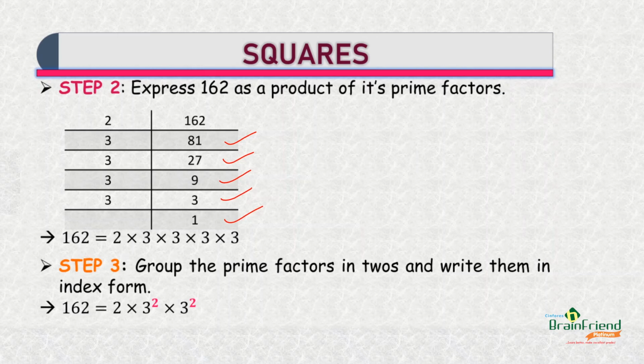Getting 1 means that we are done. So taking our prime factors, we express 162 to be equal to 2 multiplied by 3, multiplied by 3, multiplied by 3, multiplied by 3. Step 3, we group our prime factors in 2s and write them in index form. This will give us 162 is equal to 2 multiplied by 3 raised to the power of 2 multiplied by 3 raised to the power of 2.